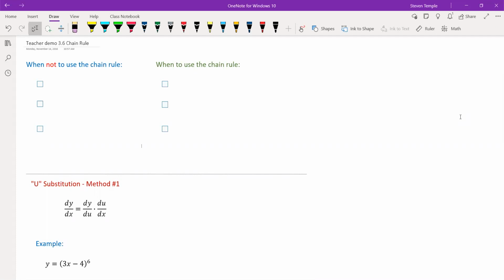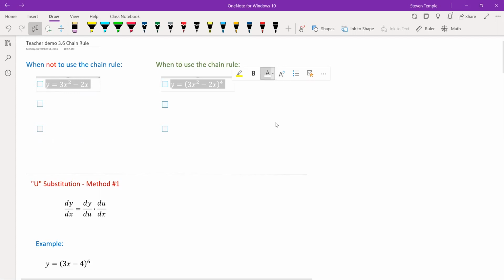But we're going to go ahead and give a short little video, maybe 6 to 8 minutes, on the first method of the chain rule. So the chain rule is a method for derivatives. I'm going to first start out with comparing what makes it the chain rule versus why it would not be the chain rule. Okay, so the first example here I have y equals 3x squared minus 2x.